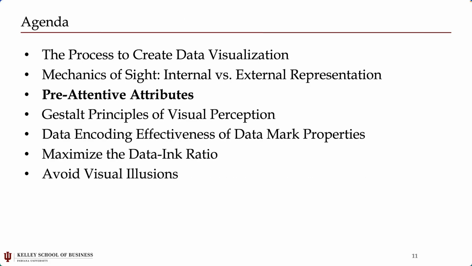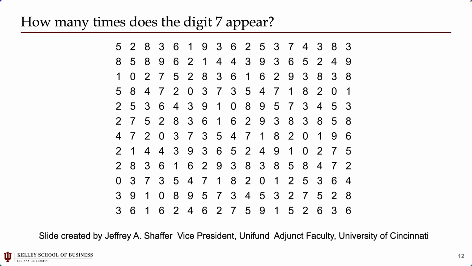Now we arrive at one of the most powerful concepts in visualization design, pre-attentive attributes. These are our secret weapons for directing attention and making patterns visible instantly. Before I talk about the concepts, here is a quick exercise. Looking at this slide, I would like you to think of this question. How many times do you see the digit 7 appear in these numbers? Go ahead. You can try to count them or guess.